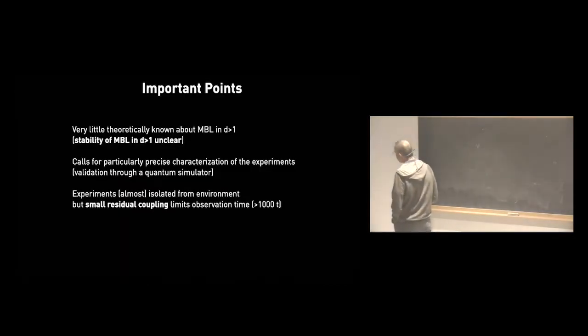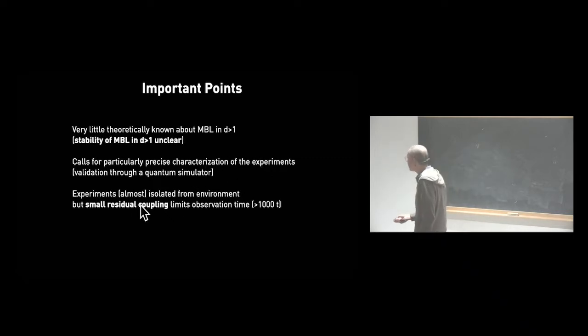So these are important points from an experimentalist that we will try to address. There's very little theoretically known about MBL in dimensions larger than 1. I think most people would say it's unlikely to exist right now because of instabilities, but I would say the situation is a bit unclear. I'll just show you the experiment, and you can take from that what you want. It also means we need to precisely characterize the experiments, and I'll show you how to do that, and also the disorder landscape.